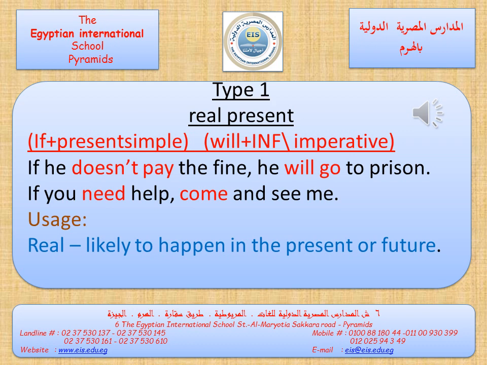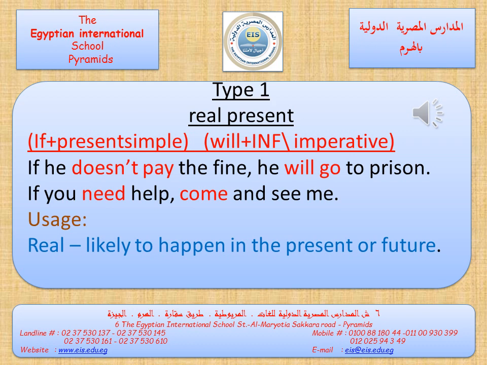So what is the condition here? Do you know? That's right. If you study hard, that's a condition. What is the result of studying hard? Passing or succeeding in the exam. So here we have a condition and a result. Something that might happen in the future. If you do your best and study hard, you will succeed.